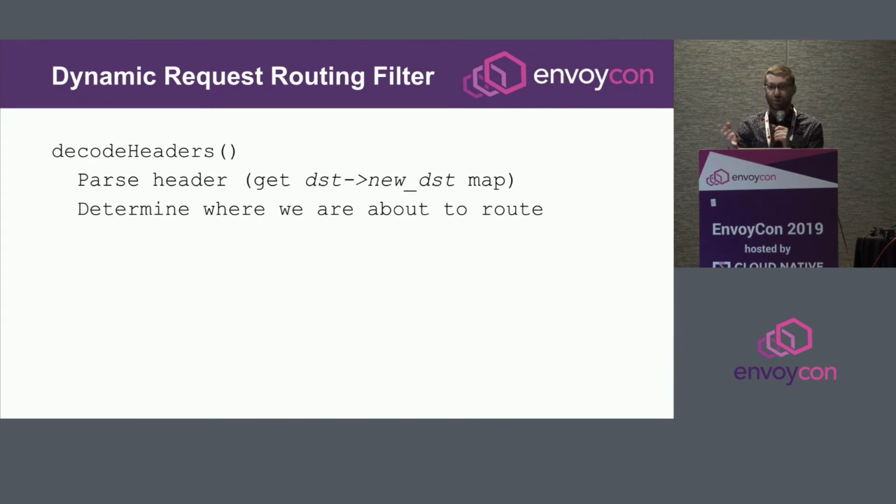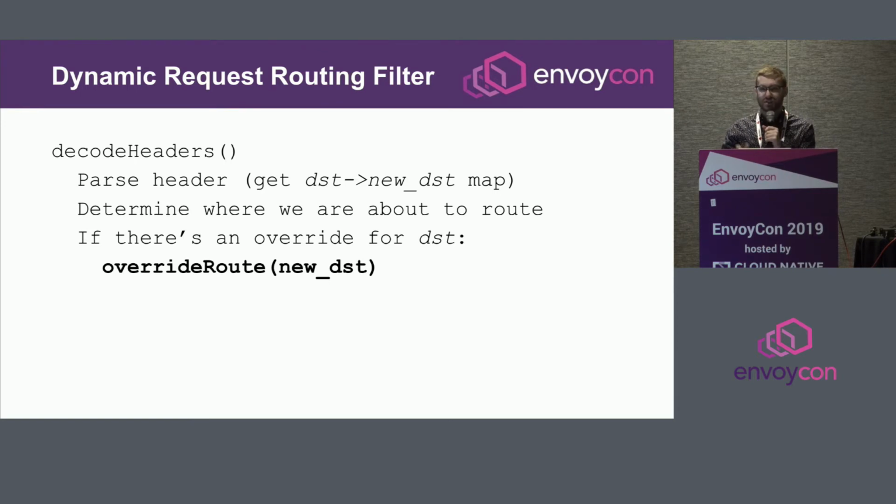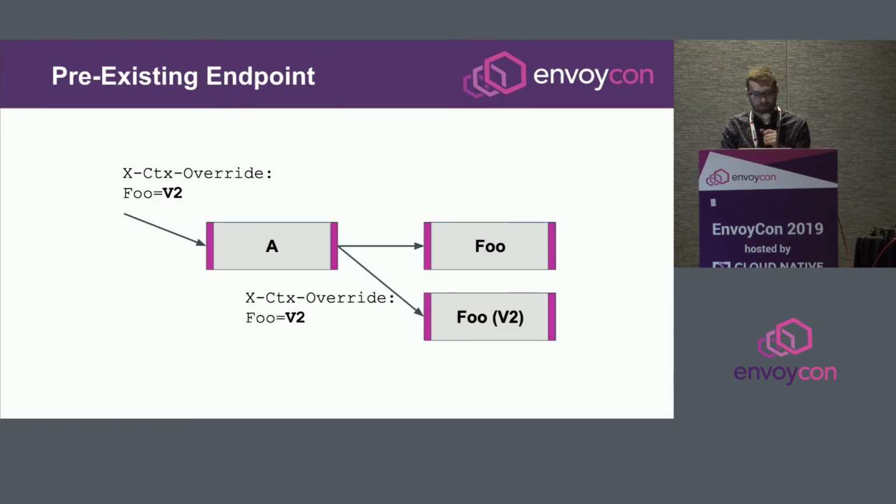We need to decide where we're about to route so that we can override it. And then we have to say, okay, if there is an override, then we need to somehow override it. I'm going to get into what that looks like right now. So let's take a simple example. We have this XCTX override, and we say, a request going to foo, instead send it to like v2. And maybe that represents something like metadata on the endpoint.